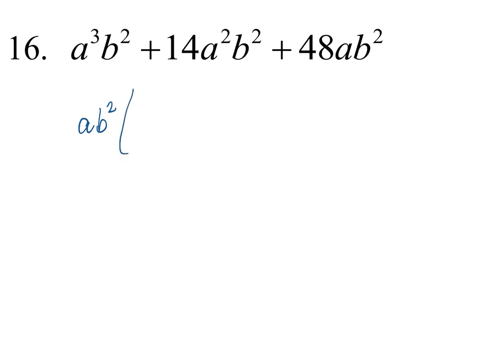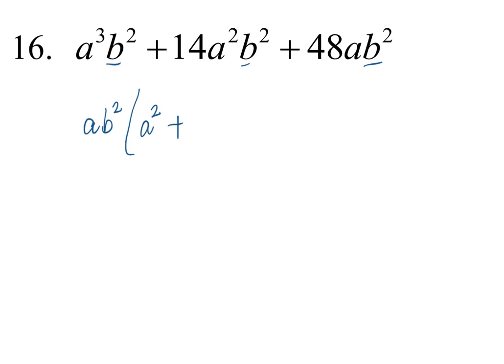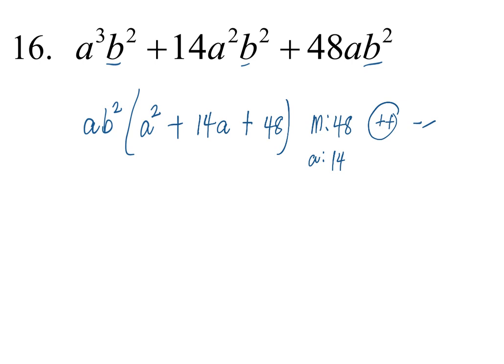So if I divide everything by ab squared, a cubed divided by a is a squared, and then b squared divided by b squared, the b goes away basically in every single part of this because everything had a b squared. Okay, plus 14 a squared divided by a is a, and we got 48 on the end. So we're multiplying to get 48. We're adding to get 14. Our signs will be the same since we're multiplying to get a positive, and since we're adding to get a positive 14, they'll both be positive.